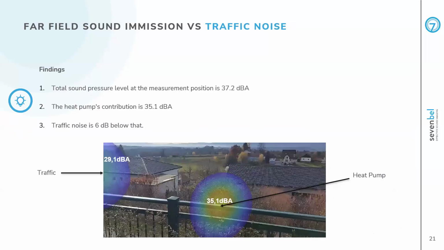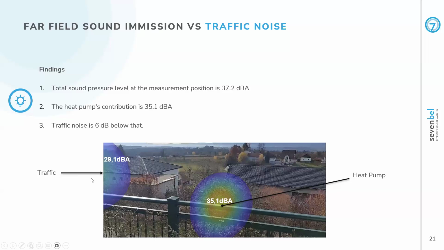Let us see what the neighbor sees in the end. So again, this is a very short recording at about 30 meters away. We simply record for 5 to 10 seconds and immediately get these images that speak for themselves. The heat pump is exactly at the center of that colored area in the picture, and it is contributing 35.1 dB. The other source in the image is a highway with some traffic, but it is a secondary source. It is contributing 29.1 dBA.